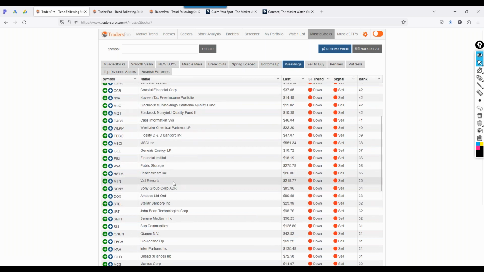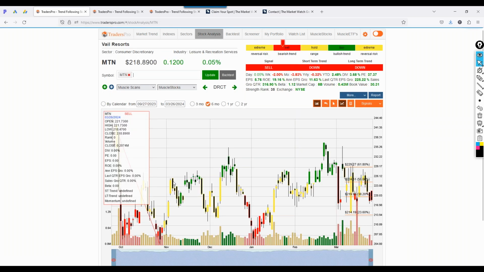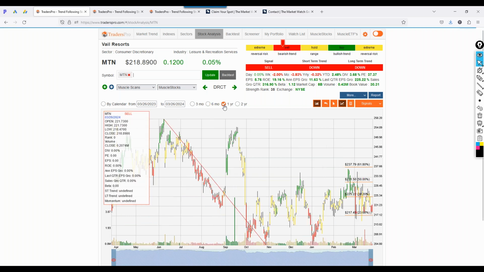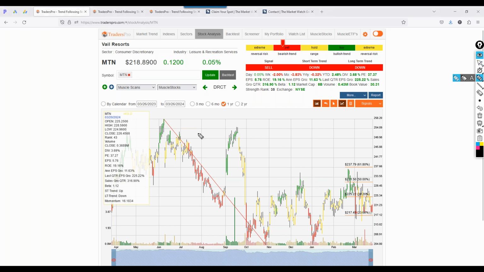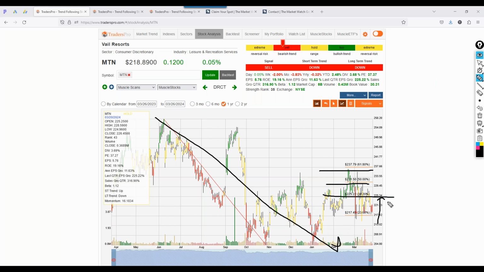Let's even go way down in some of these ranks and see if we can find anything here. Vail Resorts. See the 1-year time frame. So it's not a great looking chart pattern, but here's an example of a stock that is in a downtrend. Okay, and there's resistance, resistance, resistance. Anytime the stock's going to try and move up, it's going to hit resistance. If it breaks that, it's going to hit resistance. If it breaks that, it's going to hit resistance.